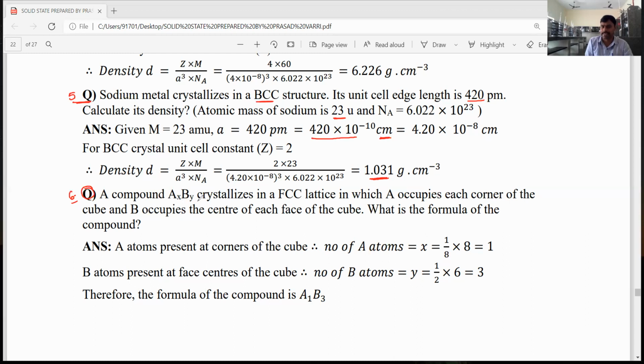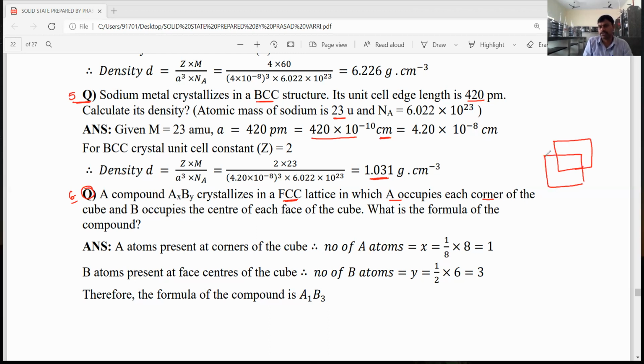A compound AxBy crystallizes in FCC. What are the values of x and y we need to find out, or what is the molecular formula of the unit cell we need to find out. It has an FCC lattice structure in which A atoms are occupying the corners and B atoms are occupying the face centers. Then what is the formula of the unit cell? Let's see, dear students.